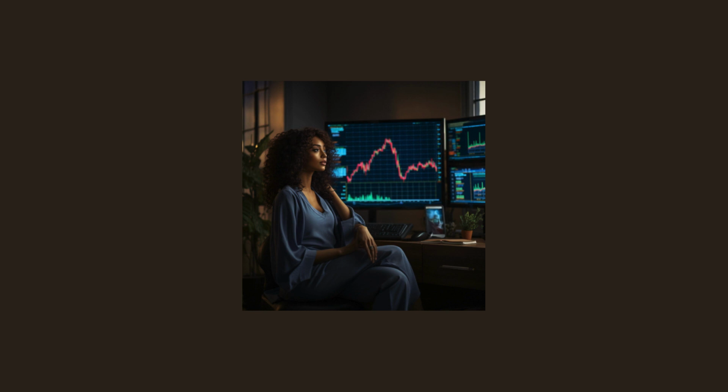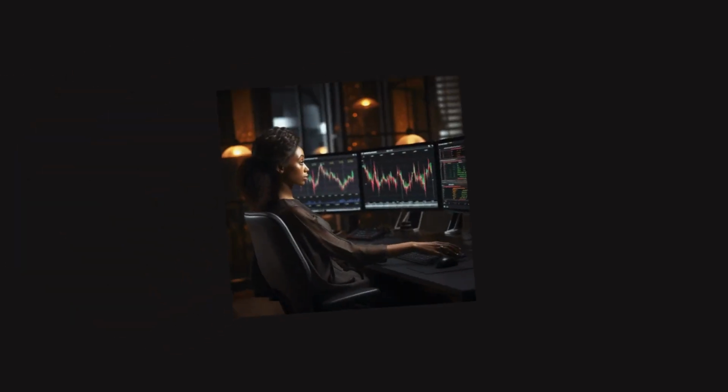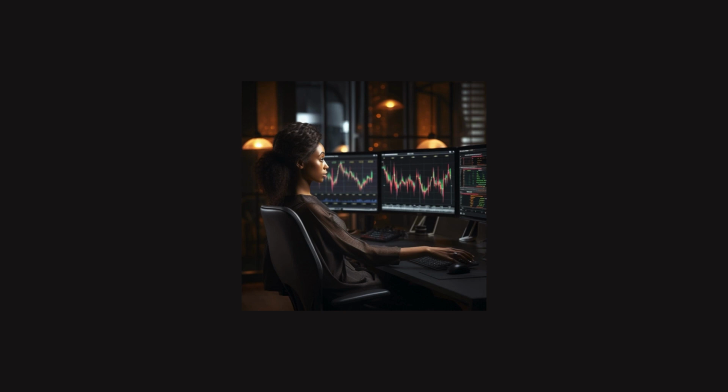Use technical analysis to identify potential entry and exit points. Support and resistance. Identify levels where the price has historically had a hard time moving above, resistance, or falling below, support. These levels can serve as potential entry or exit points.